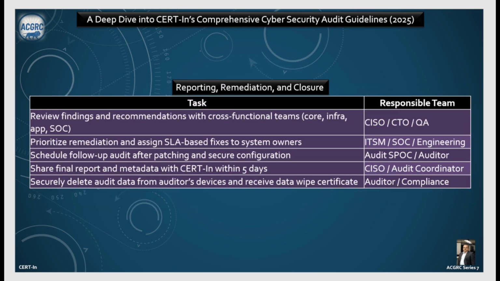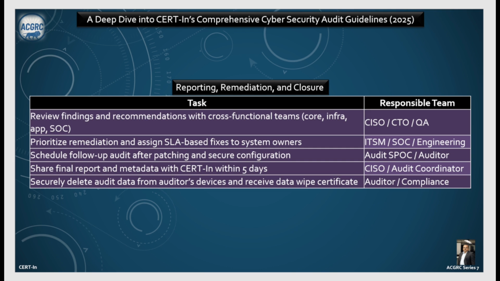The next phase is reporting, remediation, and closure. Step 1 is to review findings and recommendations with cross-functional teams. Here you need your top three, your quality head, your CISO, and your CTO to come in and drive this.